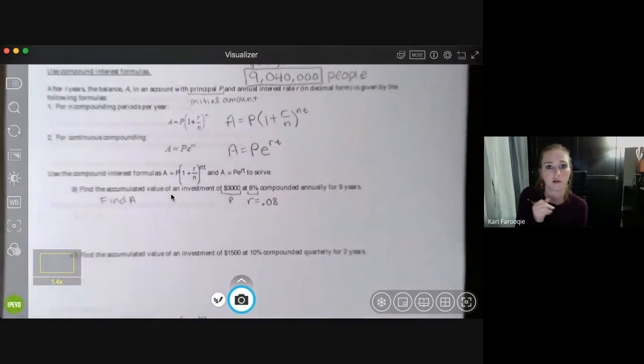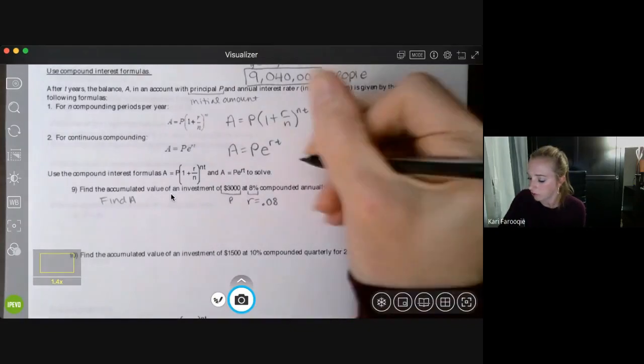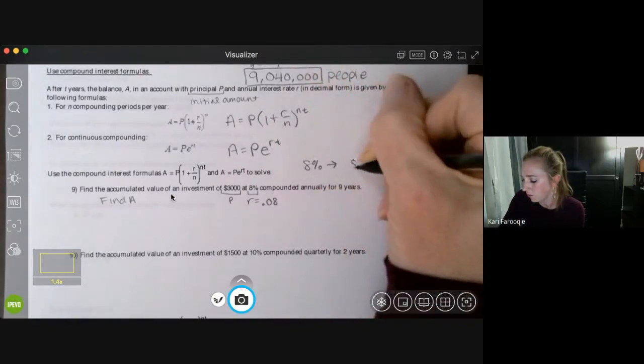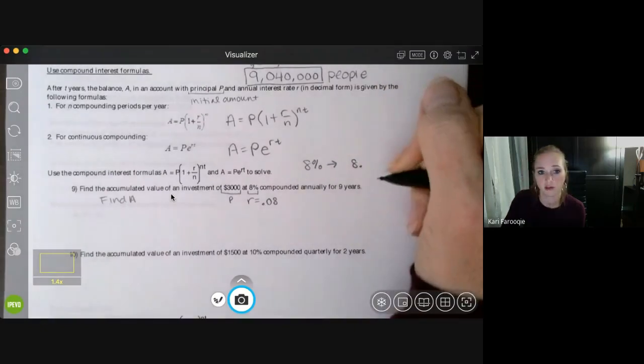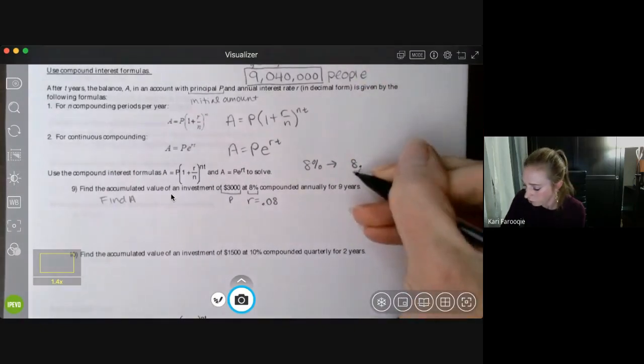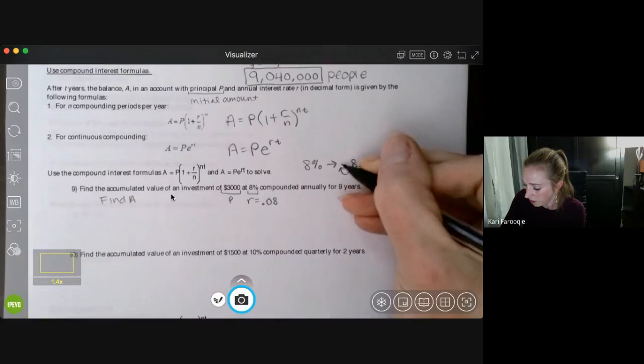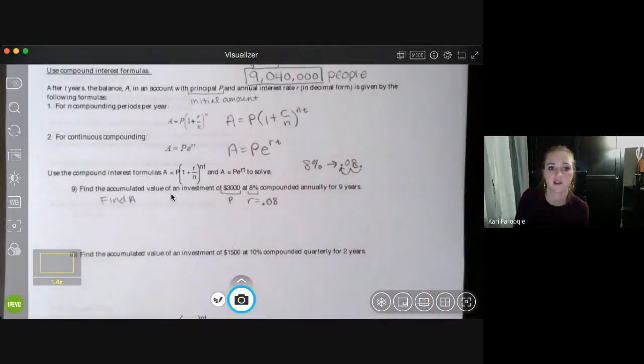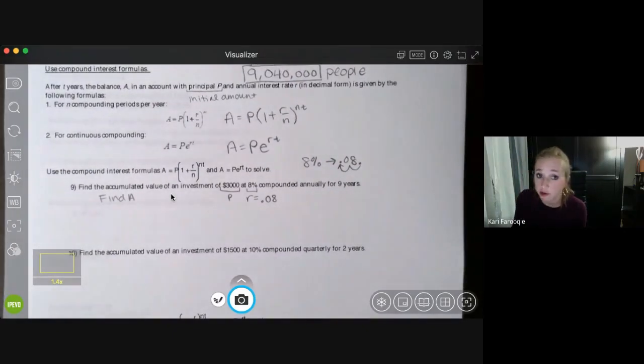Remember that when you want to switch a percent to a decimal, you need to move the decimal place to the left 2 times. So if you have 8%, 8 is officially like 8.0. Move that decimal place to the left twice, and you get the rate in decimal form. Or divide by 100, do it that way.